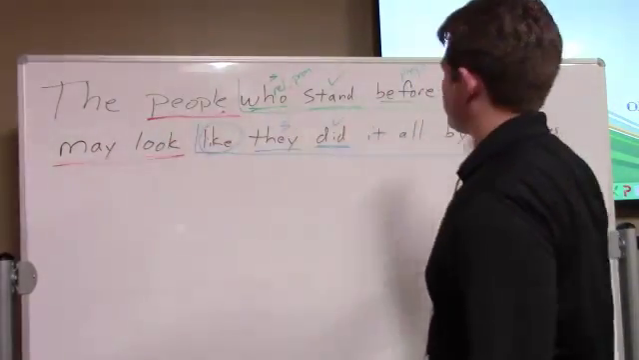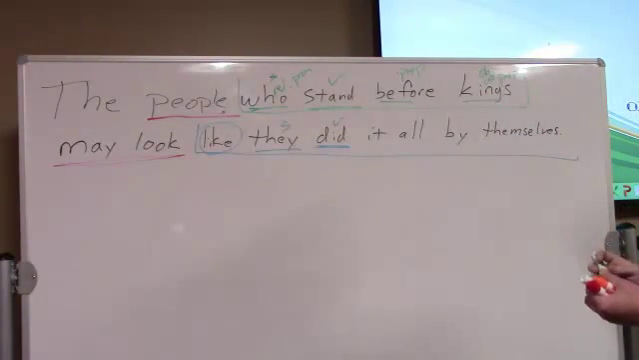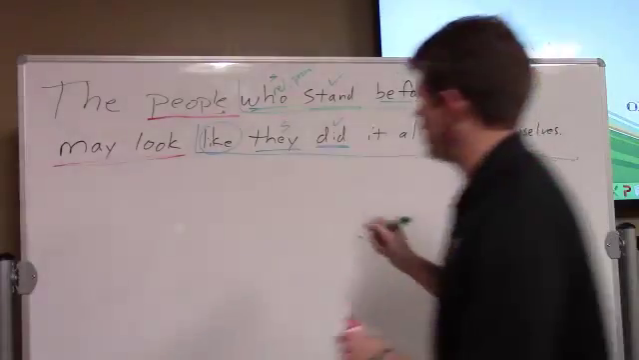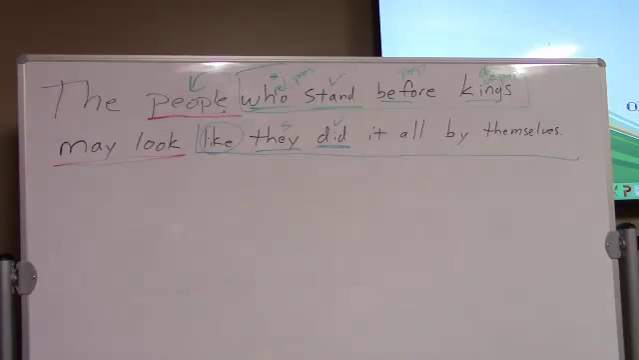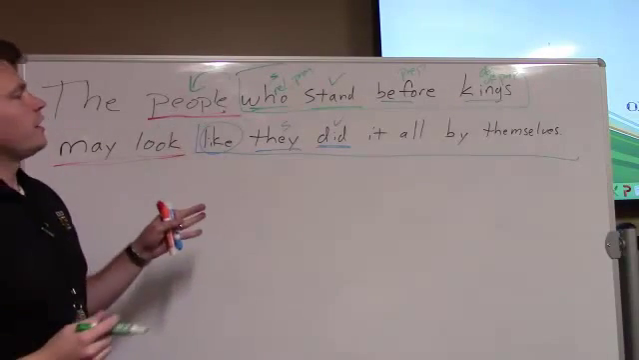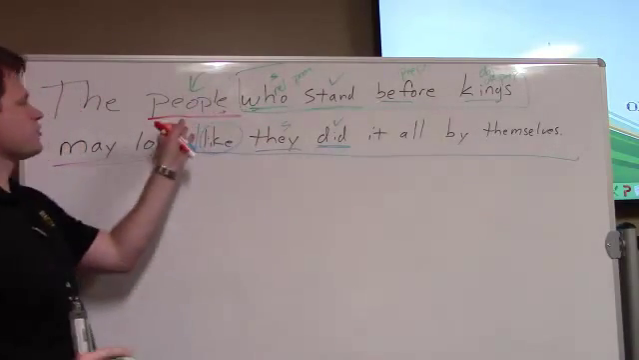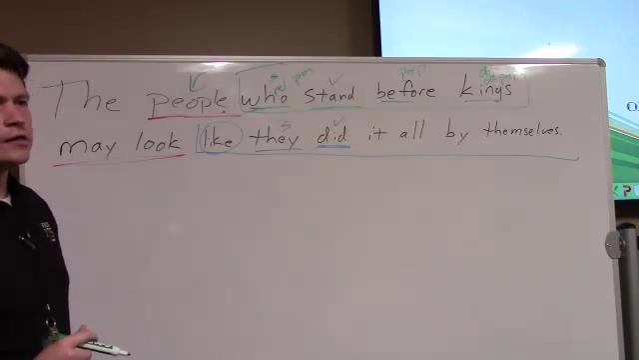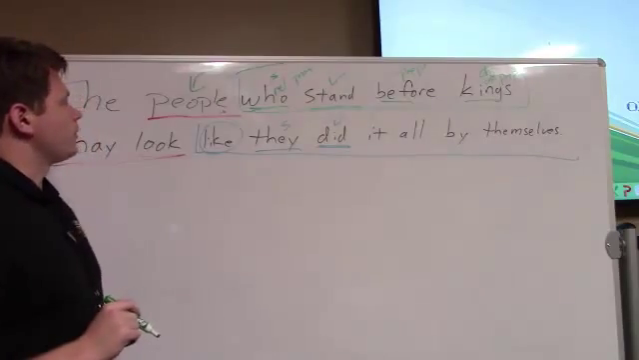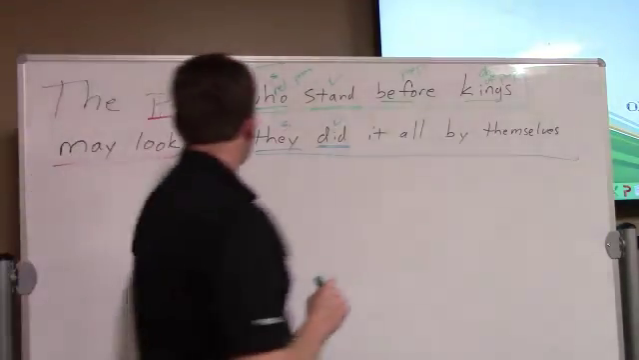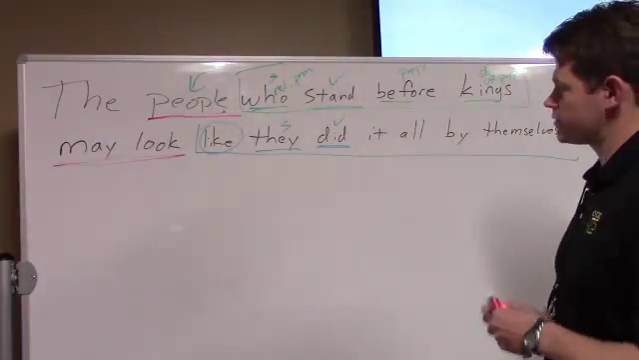So the people who stand before kings. What is who stand before kings doing? Well, basically, this whole green chunk, this whole thing down that way, is describing people. The people, what people? So we can call this a dependent clause. We can also call it an adjective clause, okay? Because this whole thing is acting as an adjective describing the people. But instead of having a single adjective like tall, we have now a whole group of words that we call an adjective phrase. Now we've got another dependent clause down here, like they did it all by themselves.